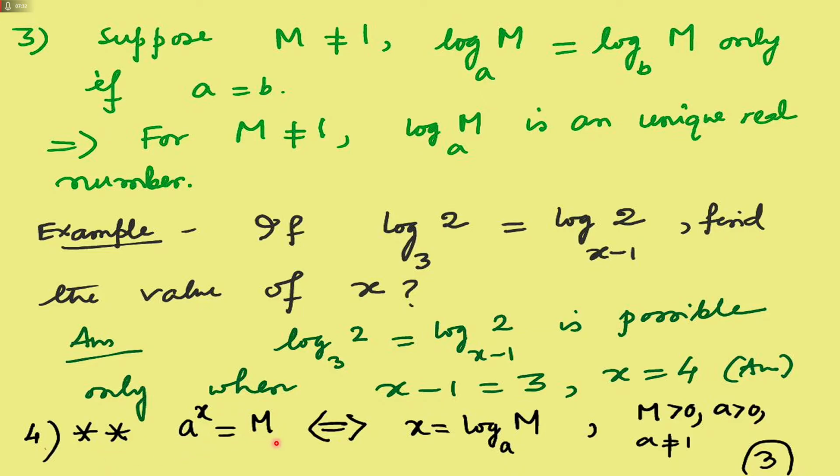So this is our definition. That means a to the power x equal to m, where m is a positive number, a is a positive real number and also a not equal to 1. This implies x is equal to log m base a, and if x is equal to log m base a with these conditions, then you can also write a to the power x, where a is the base, is nothing but the value m. This is the typical definition of log with the help of indices.